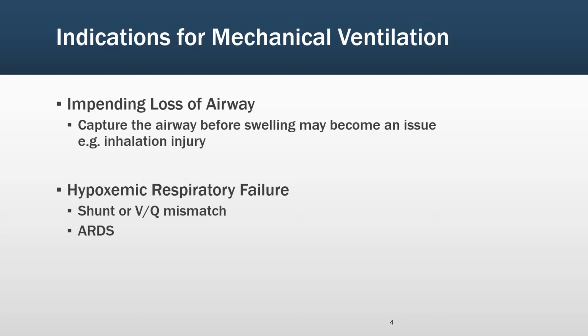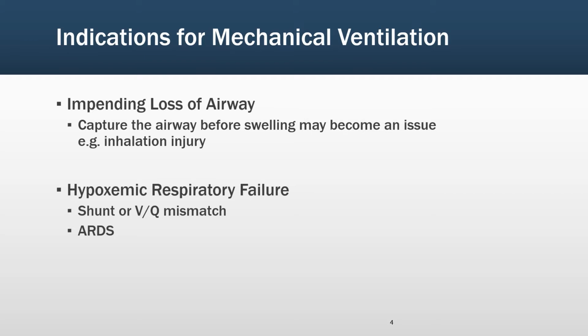The last indication, hypoxic respiratory failure. So an inability to maintain sufficient oxygenation can be related to a disease process that causes a shunt or ventilation perfusion mismatch. An example of this is ARDS, where alveolar collapse prevents the oxygenation of blood passing through. The use of pressure-controlled ventilation with supplemental oxygen, high levels of positive end expiratory pressure, and inverse ratio can be used to increase oxygen levels. We will be talking more about this in the slides to come.